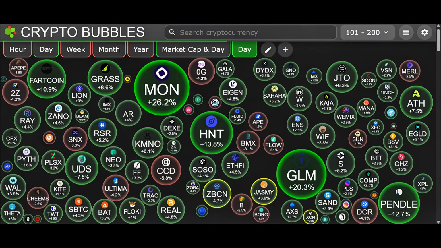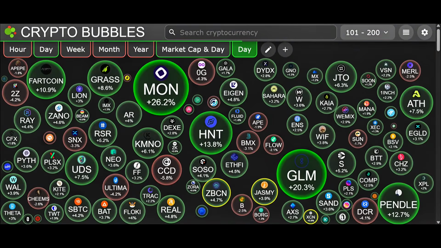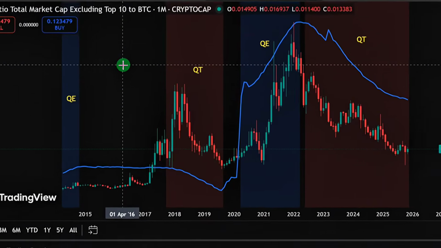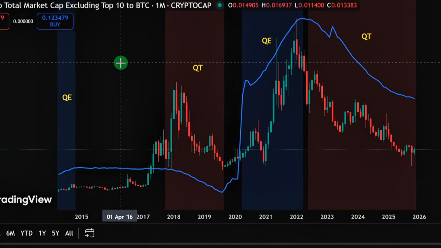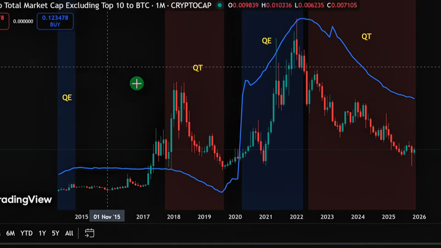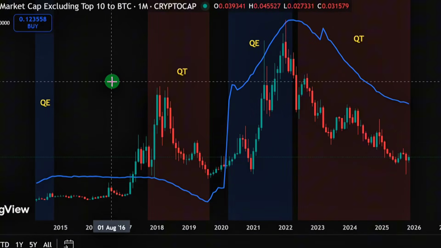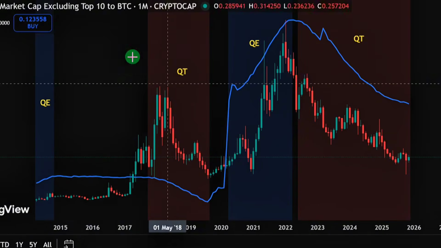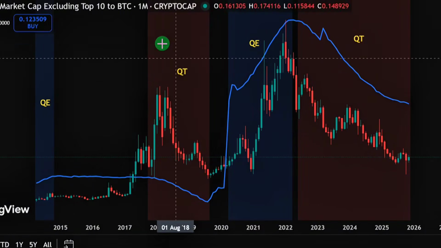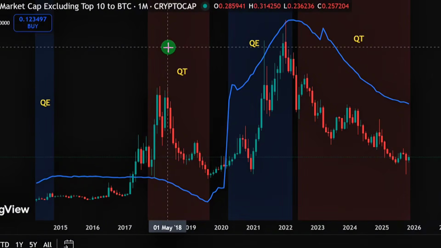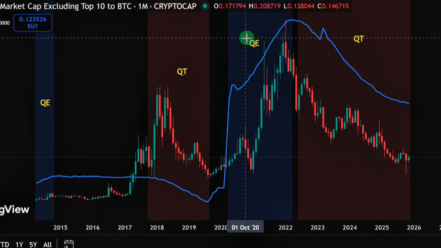So let's get started. Now, before we take a deep dive, I would like to quickly draw your attention to this macro indicator and technical indicator on the others chart against BTC excluding the top 10 cryptos in the crypto space. For my viewers who are new to this, permit me as I bring you up to speed real quick about what this chart is all about. Now here's the thing, guys. This red period, which is right here, represents quantitative tightening, while the blue period right here represents quantitative easing.